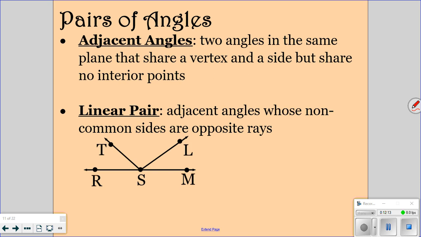Linear pairs are adjacent angles whose non-common sides are opposite rays. So looking at this picture, RST and TSM, if you put them together, those are adjacent angles and they're non-common sides. So this is the common one. This would be the uncommon sides, are opposite rays. Basically, a linear pair, they have to equal 180. So when you put the 2 angles together, they make 180 degrees.